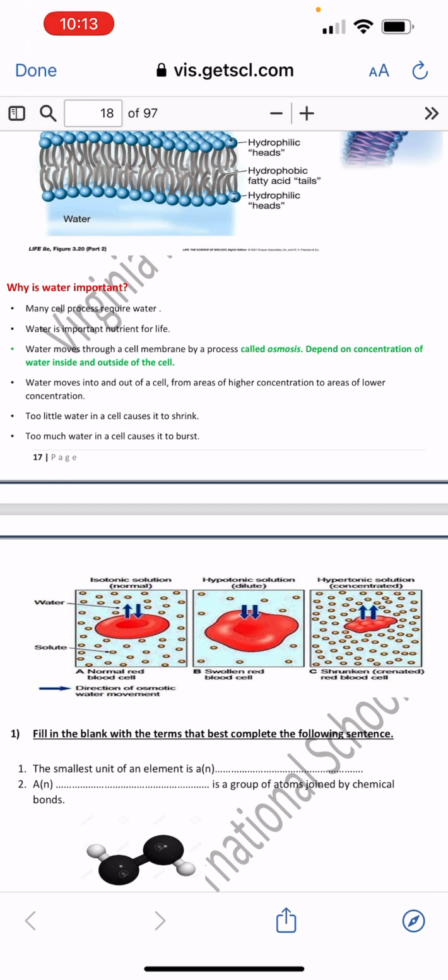So let's reverse the option. If we have water inside the cell like 90% and 10% outside the cell, the water will move from the high concentration, which is inside the cell at 90%, to the low concentration outside the cell, which is 10%. So the water will move out of the cell. Okay? So these are the three states of the water movement, or the osmosis.